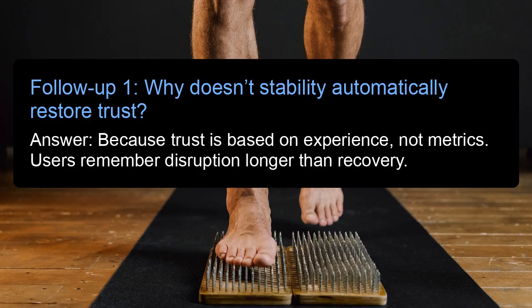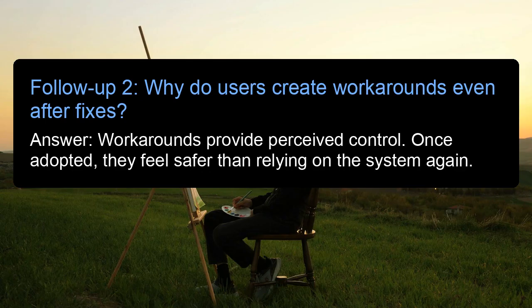Follow-up 1. Why doesn't stability automatically restore trust? Answer: because trust is based on experience, not metrics. Users remember disruption longer than recovery. Follow-up 2. Why do users create workarounds even after fixes? Answer: workarounds provide perceived control. Once adopted, they feel safer than relying on the system again.